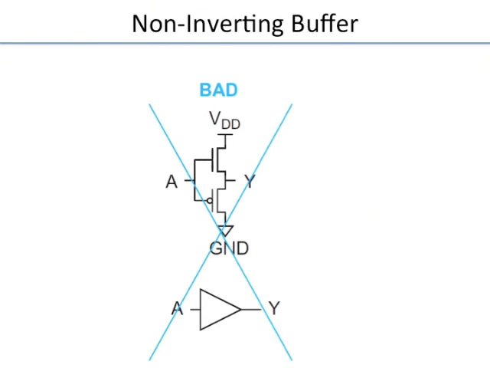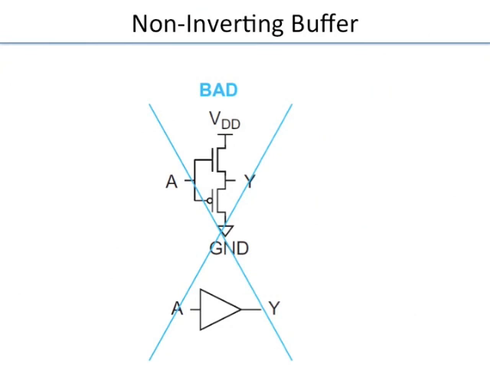So we saw a CMOS inverter which consisted of a PMOS in the top, pull up, and NMOS in the pull down. What if you were to reverse it? What if you were to say that, look, I'm going to put an NMOS in the top and PMOS in the bottom, then I will get a non-inverting buffer.